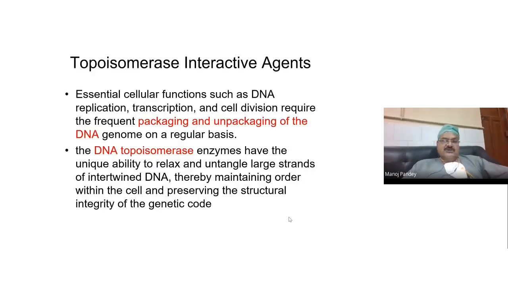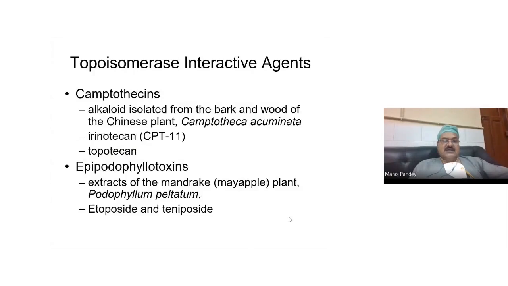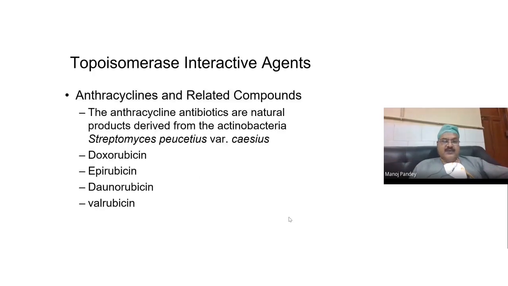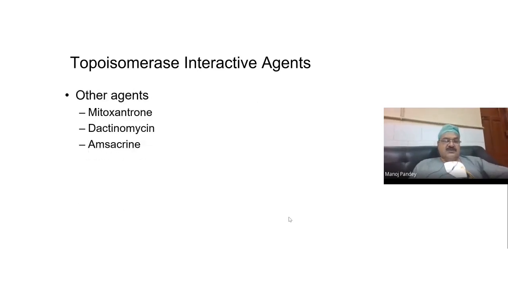Then there is a class called topoisomerase interactive agents. Topoisomerase is an enzyme which is required for packaging and unpackaging of the DNA. These agents basically inhibit the topoisomerase enzyme and interfere with the unpacking of the DNA, which is required before DNA synthesis takes place. Among these, drugs are classified as camptothecins, epipodophyllotoxins, anthracyclines like doxorubicin, epirubicin, daunorubicin, and valrubicin. The word rubicin at the end indicates that they are red-colored compounds. Then mitoxantrone, dactinomycin.